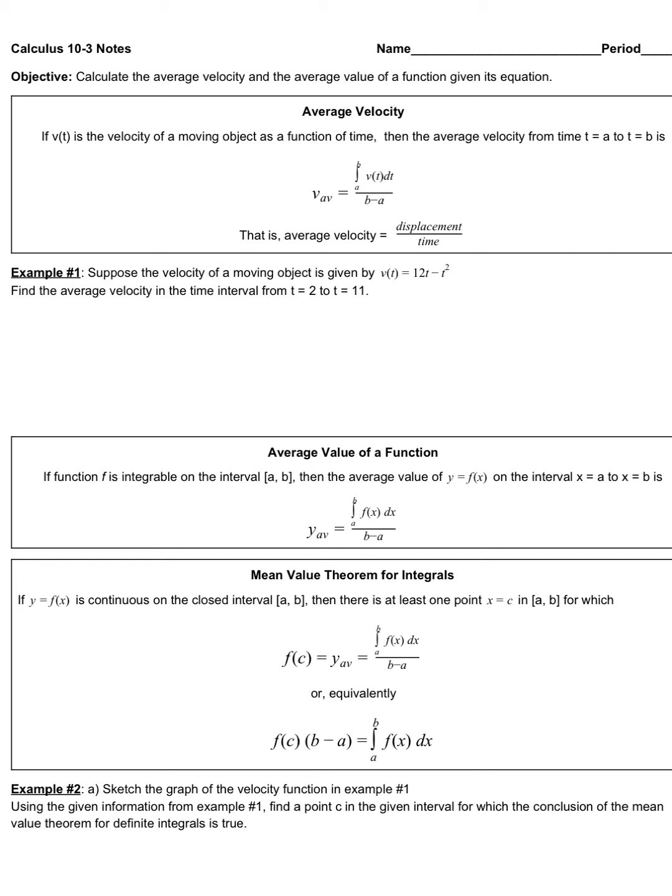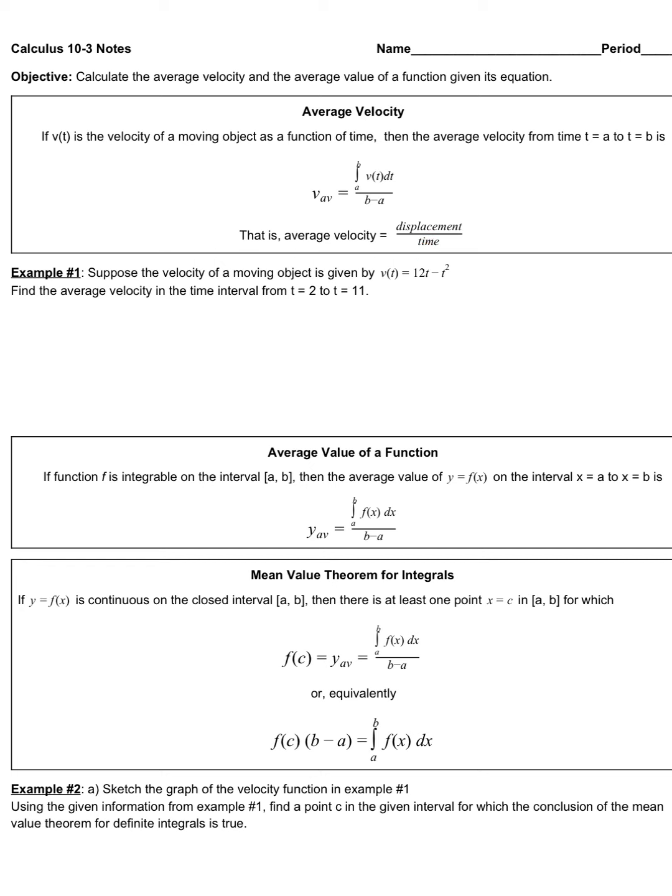Average velocity is just displacement over time. Now remember, displacement is another name for the original function. So for average velocity, we have to take the antiderivative, so that's why you see an integral here, an antiderivative of the velocity, v of t. An antiderivative of the velocity is the displacement, and we just simply take that displacement and we divide it by the time interval. You'll always be given the velocity and a time interval.